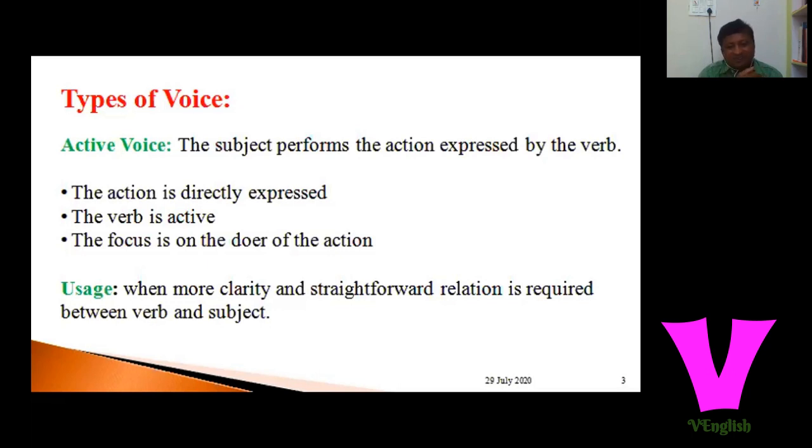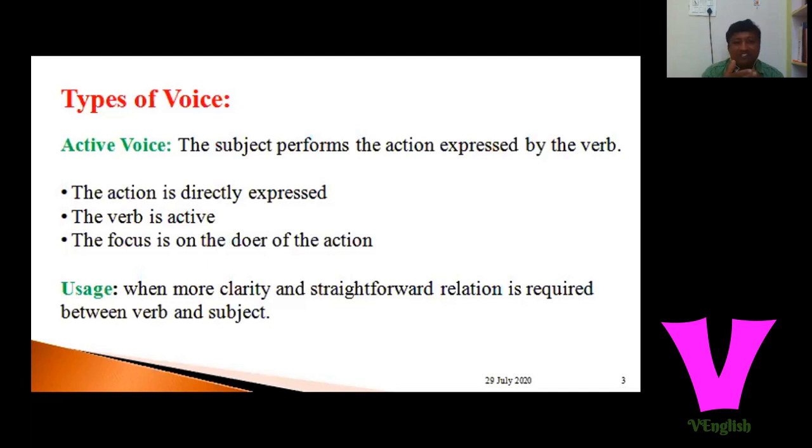And, sir, why are there two voices in the language? It is very difficult to understand, you may feel. What is the use of a passive voice? If we write all the sentences in the active voice, any active voice sentence will be simple, no? Passive voice enduku, sir? Yes. That we will see in the next slide.